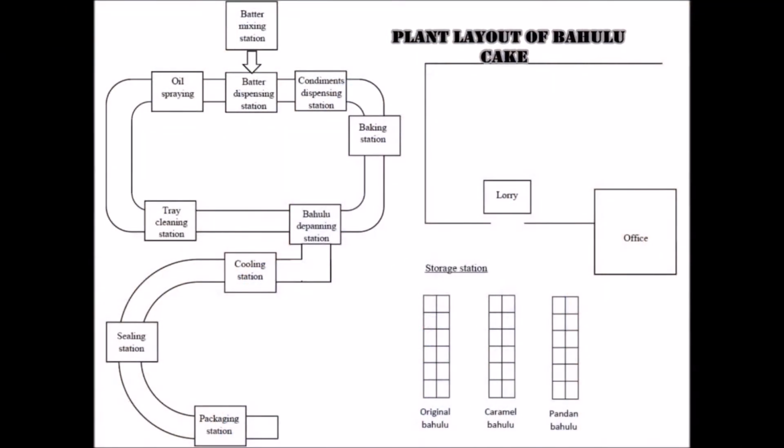The layout that we came up with could be classified as line layout with fixed routing as the work transport between workstations. There are 10 types of operation performed in this layout: oil spraying onto the tray, batter mixing, batter dispensing, filling dispensing, baking, depanning, tray washing, cooling, sealing, and packaging.